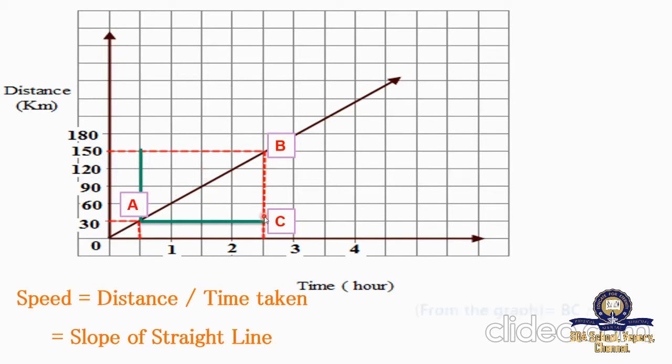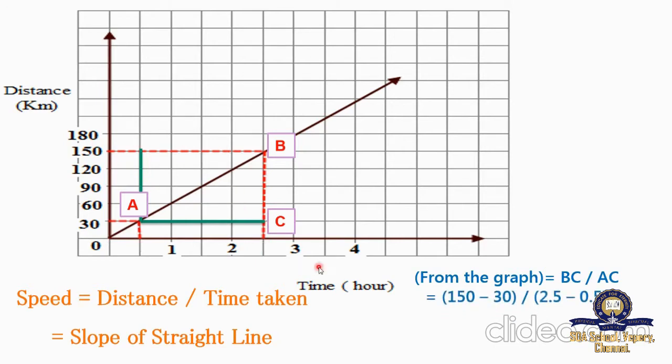numbers, okay? So from this graph, we are going to see BC by AC. BC is nothing but the y-axis and AC is nothing but the x-axis. So BC is the difference between B, which is 150, minus 30, by AC. AC is in between 2 and 3, so we can write it as 2.5. And this one is between 0 and 1, so you can write it as 0.5. So it would be 150 minus 30 by 2.5 minus 0.5, which gives 120 by 2, which is 60 km per hour. So by using the slope of the straight line, we can find the speed covered by the car.